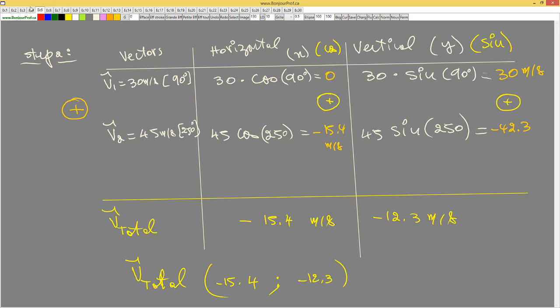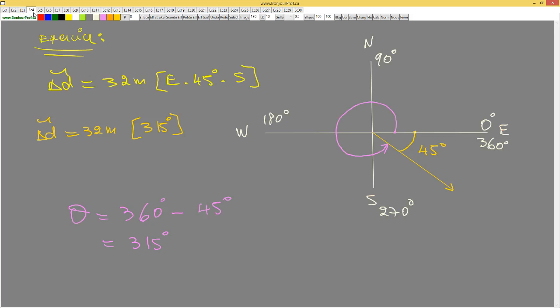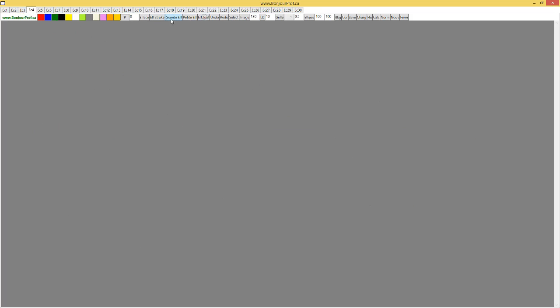Now, step 3. Yeah, we did them here. In step 3, what we have to find is the magnitude, and look what we are going to do. I found the V total. I'm going to put it again in brackets. What are the components of the V total? It was minus 15.4 and minus 12.3. Now I have to put them in the Cartesian plane here.